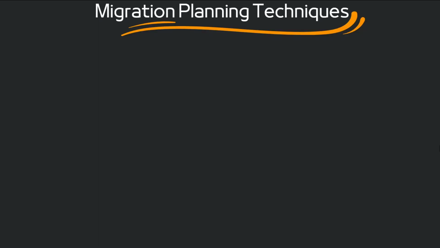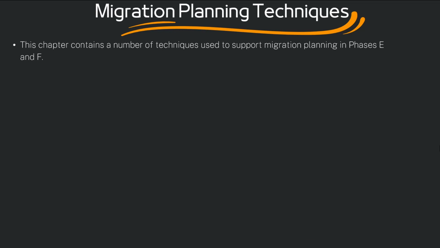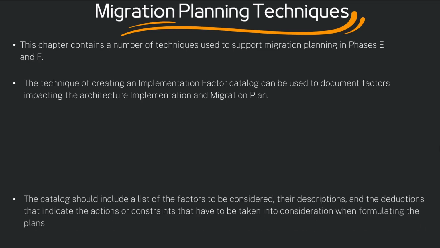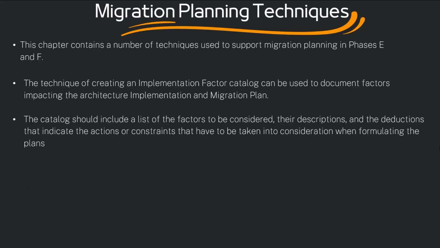Migration planning techniques. This chapter contains a number of techniques used to support migration planning in phases E and F. The technique of creating an implementation factor catalog can be used to document factors impacting the architecture implementation and migration plan. The catalog should include a list of the factors to be considered, their descriptions, and the deductions that indicate the actions or constraints that have to be taken into consideration when formulating the plan.